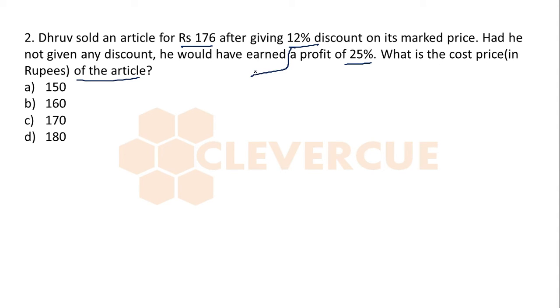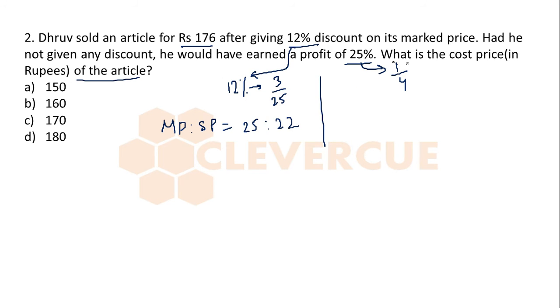Now, first of all, let us convert these percentages into fractions. As I have said, the fraction value of 12% is 12 by 100, which is equal to 3 by 25. And the fraction value of 25% will be 1 by 4. Now here a 12% discount is given on its market price. Then the ratio of market price and selling price will be 25:22.